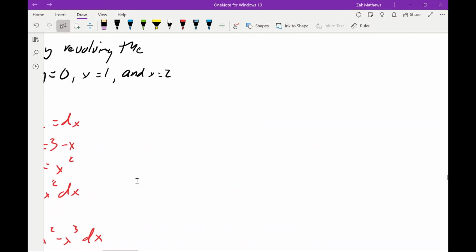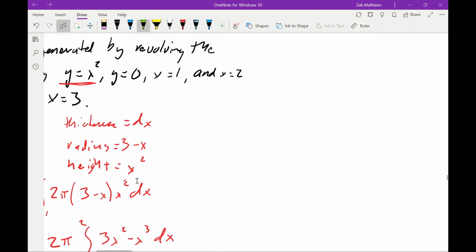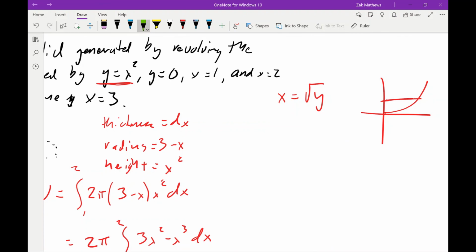Versus if I had instead had an equation, something like x is equal to the square root of y. Well, now I have something that's already in terms of y. So maybe I'd like to take those y slices. Well, if I'm taking y slices, that means I'm dealing with a perpendicular to the rotation. It means I'm going to have to take my washers and use that. So we do want to practice with both methods.